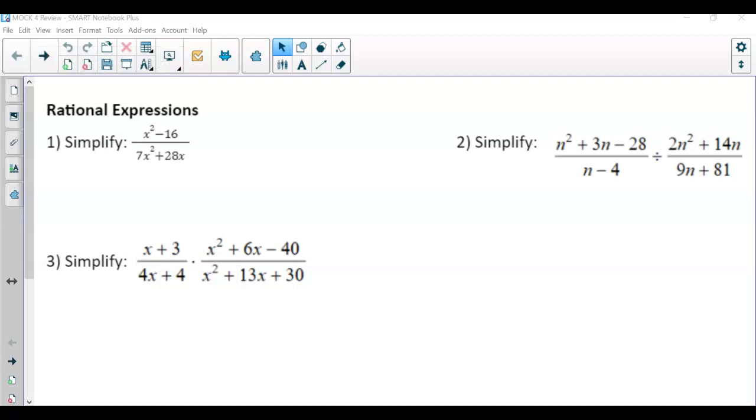In this video, I'm going over the questions in the Mock 4 review. So starting with the rational expressions, the first question here is just simplifying.